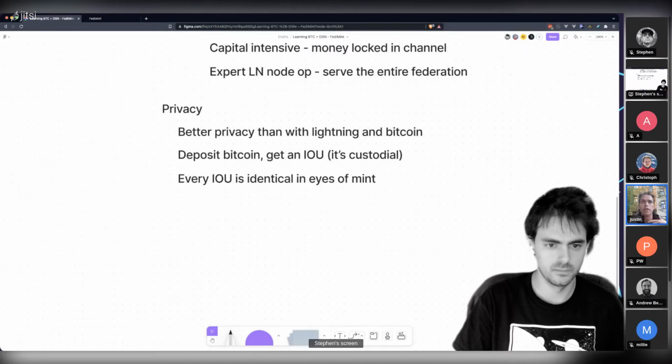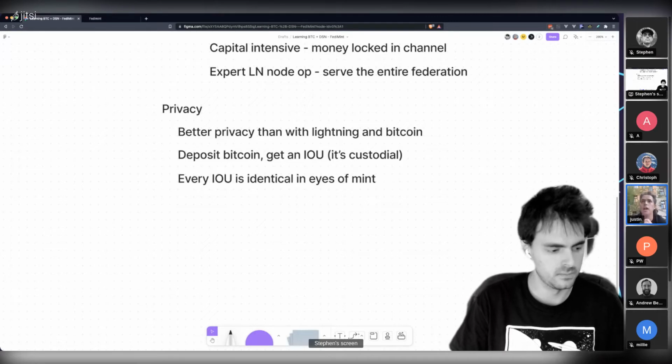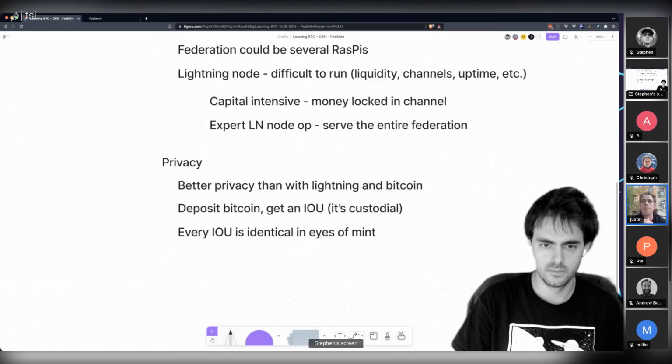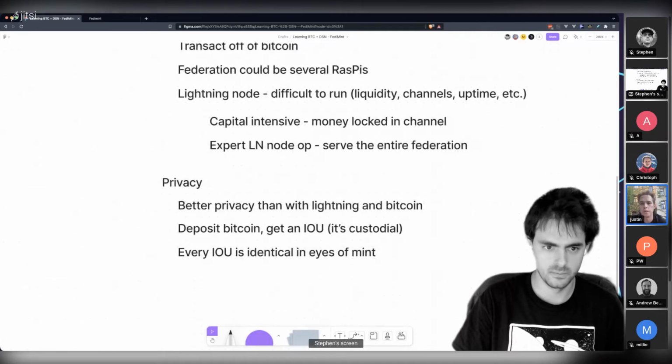So yeah, you can think of it that way. It's very good for custody, it's very good for scalability, and it's also very good for privacy. And so now let's talk a little bit about the custody side.